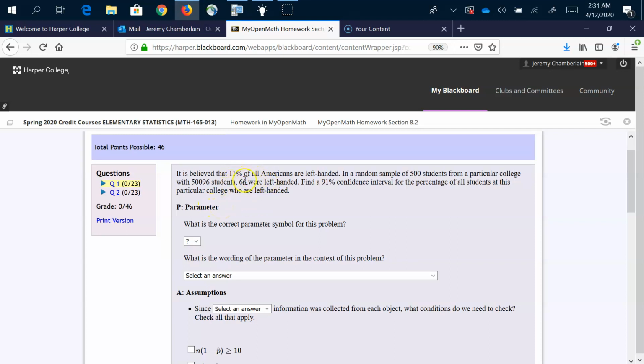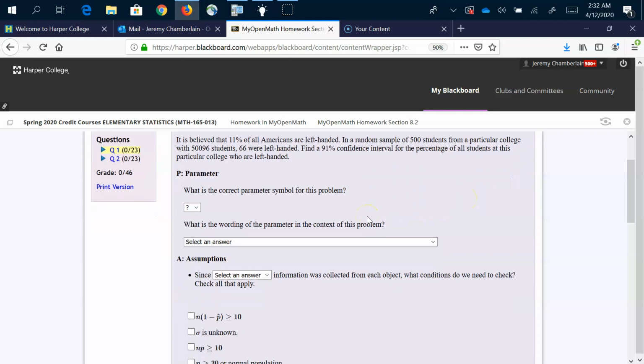They found that 66 were left-handed. So the number of successes, if they asked the question, hey, are you left-handed, 66 said yes. So little x, or the variable, how many people out of 500 said they were left-handed, is 66. Find a 91% confidence interval. So our confidence level is 91% for the percentage of all students at this particular college who are left-handed.